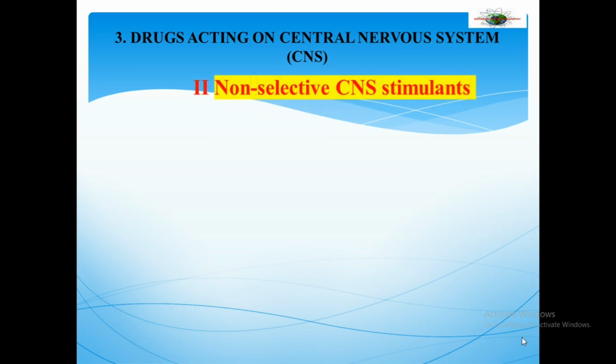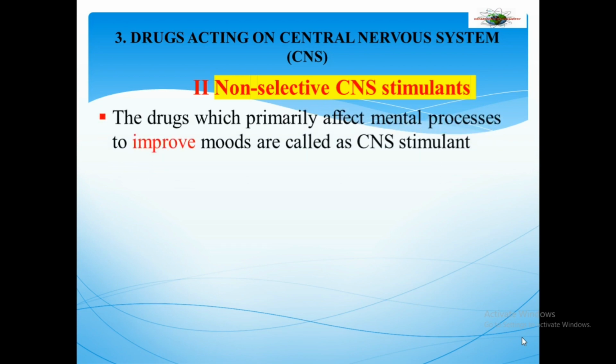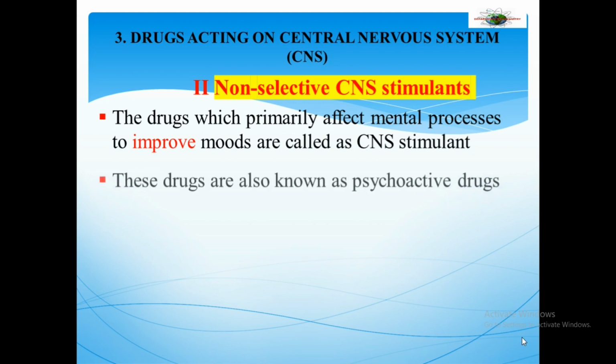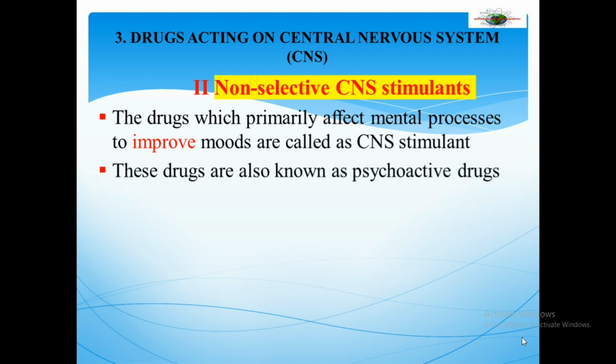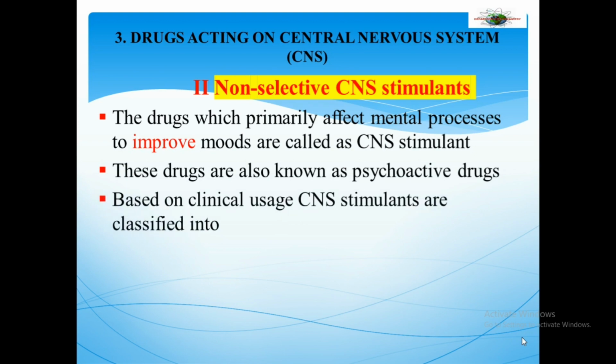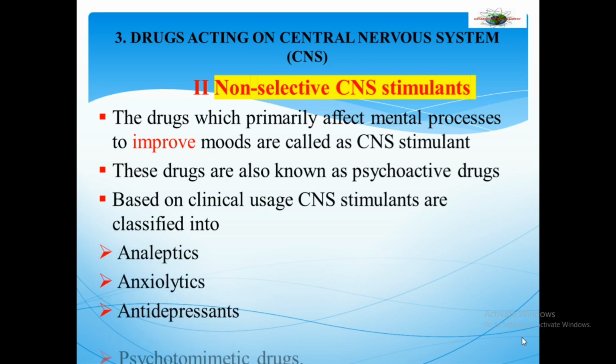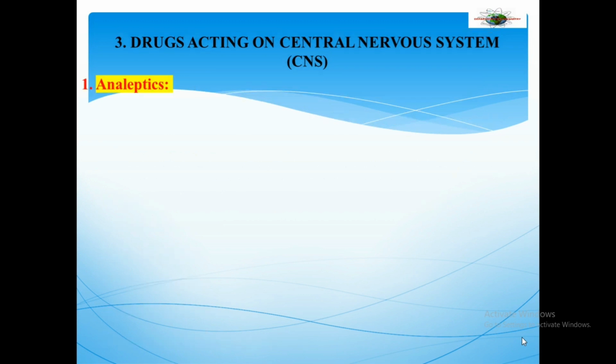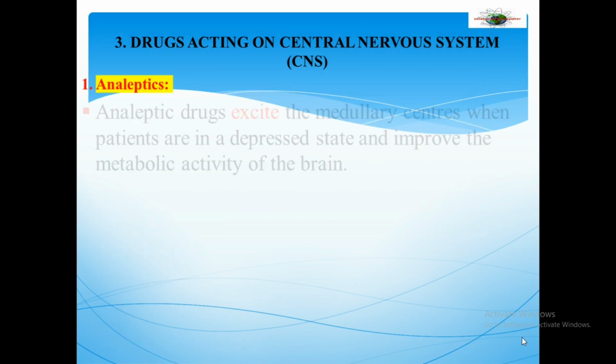Then, coming to the second category of drugs acting on the central nervous system, that is non-selective CNS stimulants. The drugs which primarily affect mental processes to improve moods are called CNS stimulants. These drugs are also known as psychoactive drugs. Based on clinical usage, CNS stimulants are classified into analeptics, anxiolytics, antidepressants, and psychotomimetic drugs. Coming to the first one, analeptics.